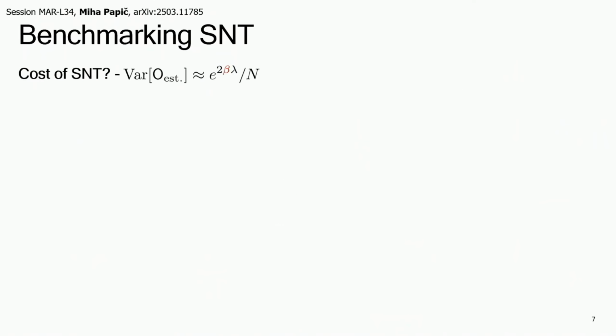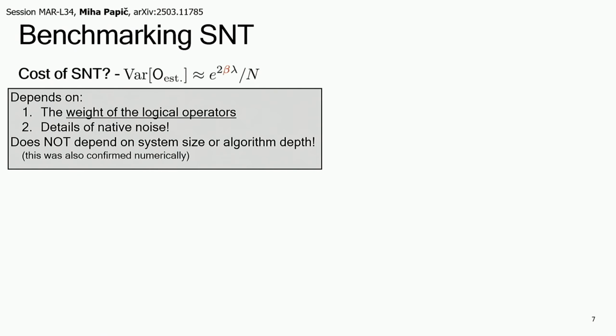So the second thing that we wanted to look at is the cost of the error mitigation. As mentioned, this beta coefficient is what depends on the method of error mitigation that you're using, while lambda is this thing that quantifies the noisiness of the circuit. Looking at the theory, we know that this coefficient is going to depend on the weight of the logical operators of the encoding. For local encodings where this weight is constant, we don't expect this to scale with the system size or with the number of Trotter steps that you're doing. And it also depends on the details of the native noise, how much of the noise is detectable and post-selectable at the end.